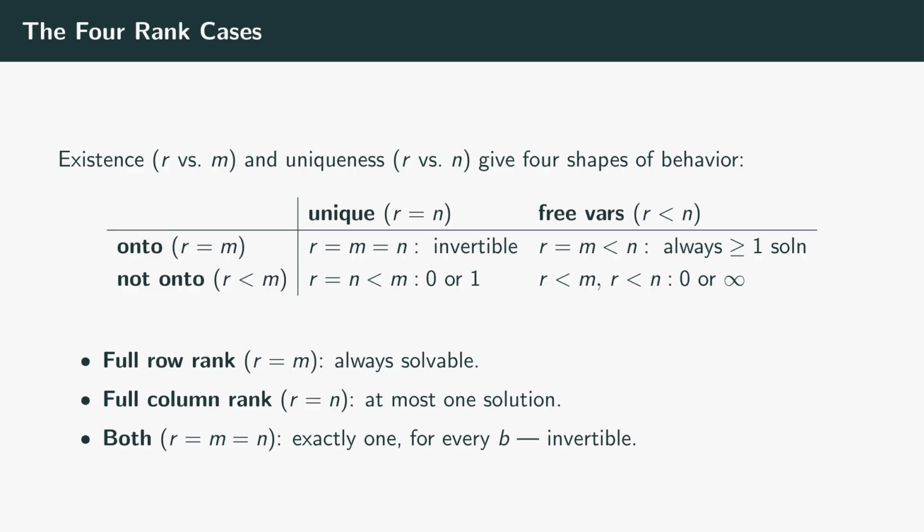If the rank equals m but is less than n, the matrix has full row rank but free variables, so there is always at least one solution and in fact infinitely many. If the rank equals n but is less than m, the matrix has full column rank, so there are no free variables and at most one solution. But some b cannot be reached at all, so you get either 0 or one solution. And if the rank is less than both, you get either 0 or infinitely many. Full row rank controls existence, full column rank controls uniqueness.